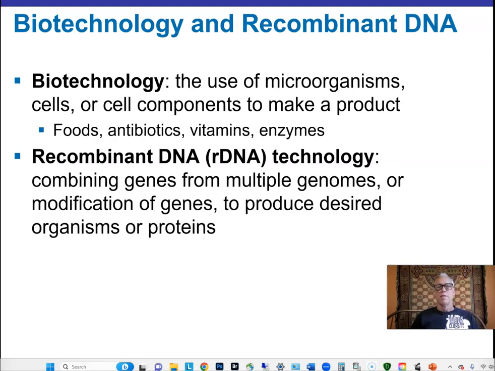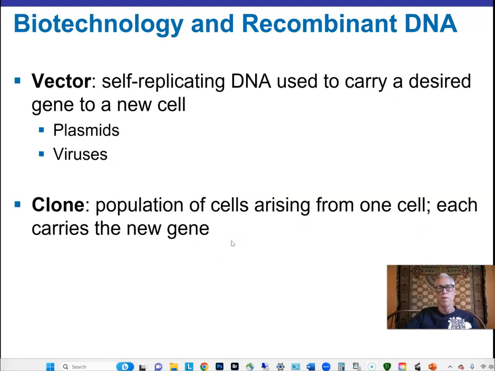All right, biotechnology, what is it? It's the use of microorganisms, cells, or cell components to make a product. In other words, we're going to harness the equipment of certain cells to make something that's useful to humans that they didn't normally make. And how are we going to do that? We're going to do that with recombinant DNA technology. We're going to take genes that we're interested in the product of and insert them into the genome of another organism and form this hybrid, this recombinant DNA, in an organism that can then produce something for us.